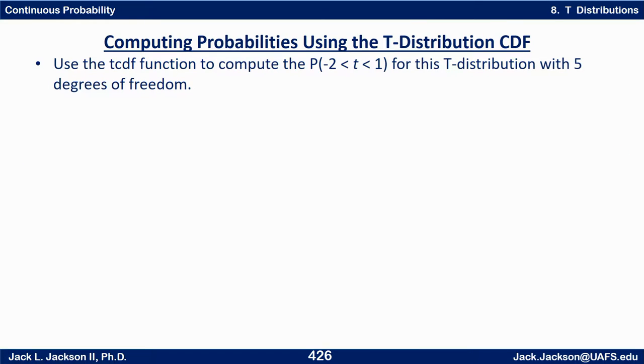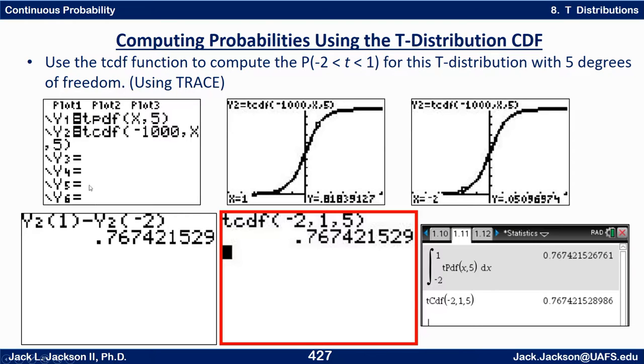So now, how can we use the built-in CDF function to compute the probability? And then how can we graph the CDF? We could actually graph the CDF and the tPDF together. Here I have tPDF(x, 5) and tCDF(-1000, x, 5). And actually I turned off Y1, I think, before I drew this graph, because on this picture I only see the CDF graphed.